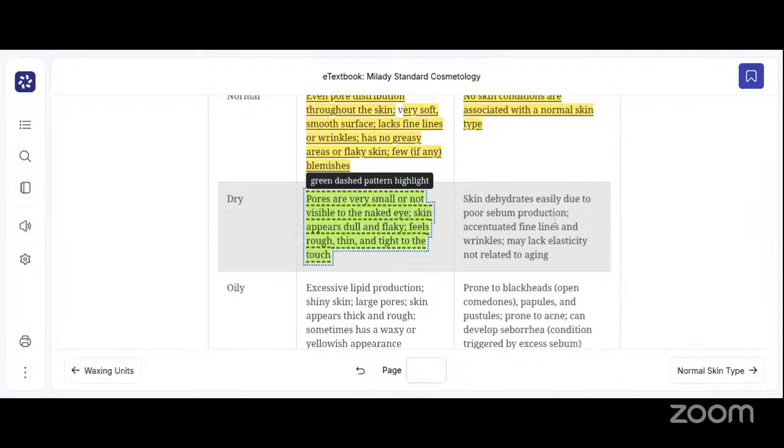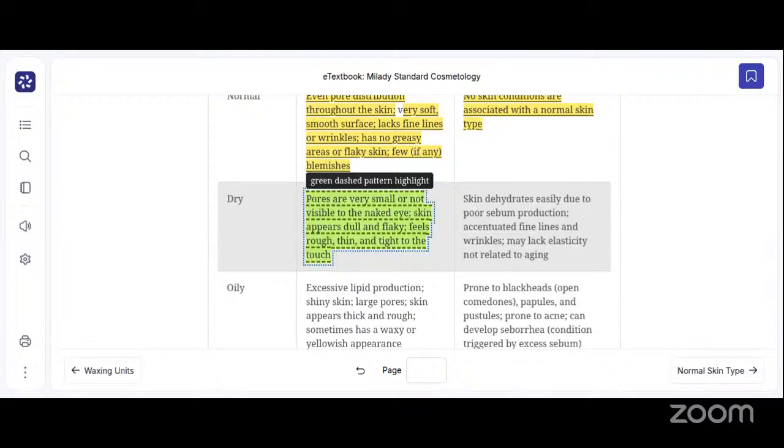Accentuated fine lines and wrinkles. It may lack elasticity, not related to aging. Okay, so here we go. One, dry skin dehydrates easily due to poor sebum production, which means the oil glands are not producing the way they should. Accentuated fine lines and wrinkles, which means you will start to see some fine lines and wrinkles, maybe around the eyes, the mouth, and the nasal area.